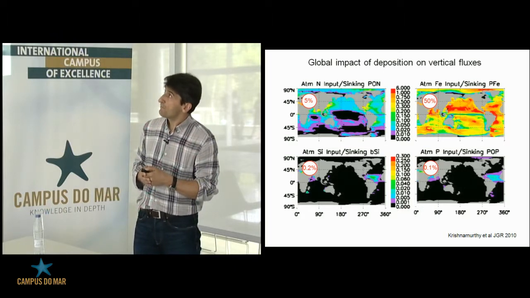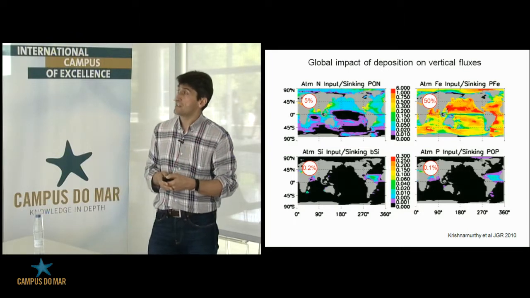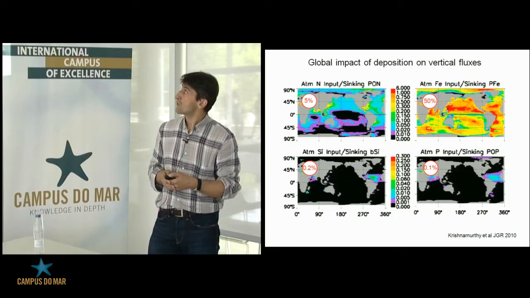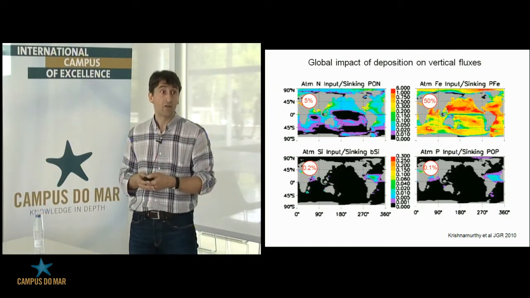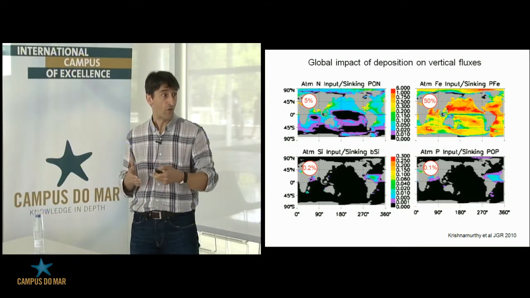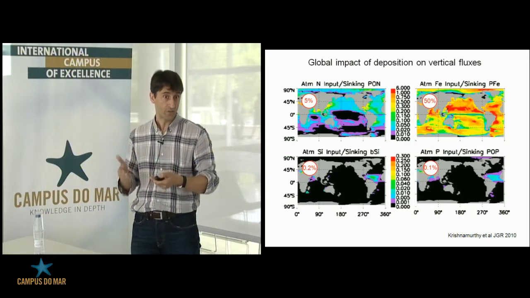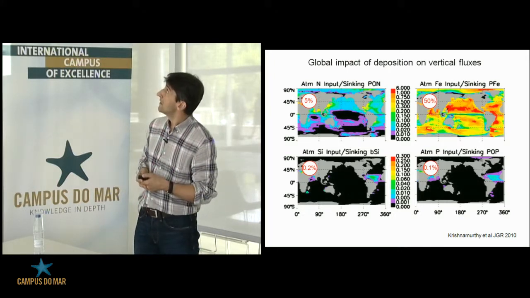And it's 5% globally for nitrogen, and it's less than 0.5% for silica and phosphorus. But for iron, it can easily be around half. That means that around half of all the iron that is exported towards the interior of the ocean actually comes from the atmospheric pathway.